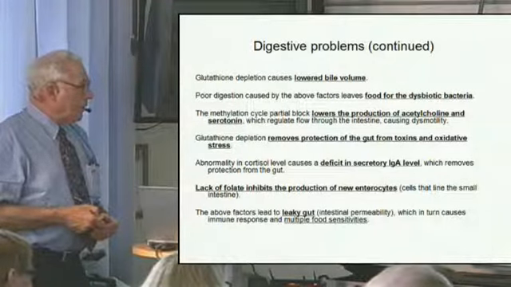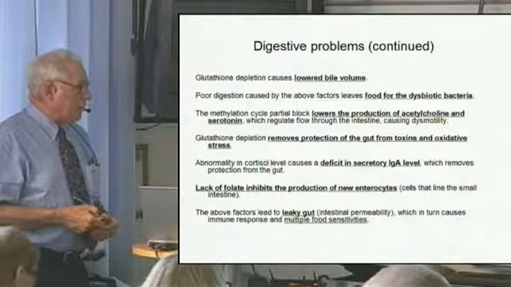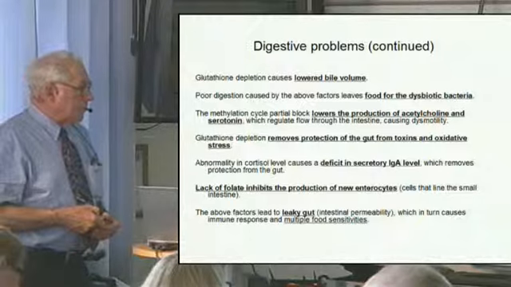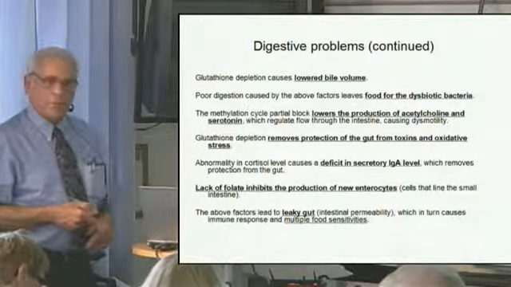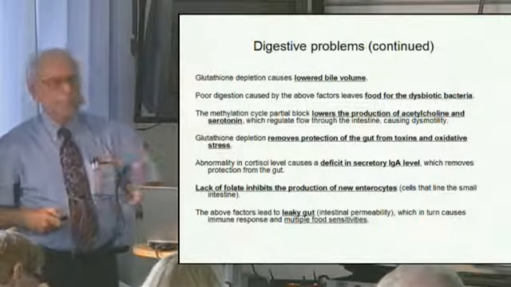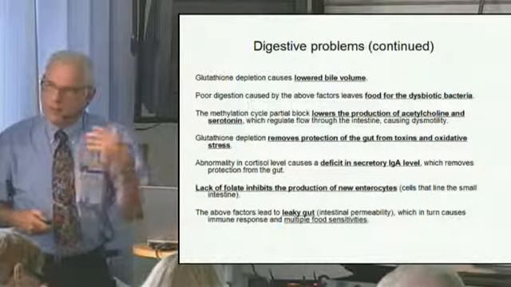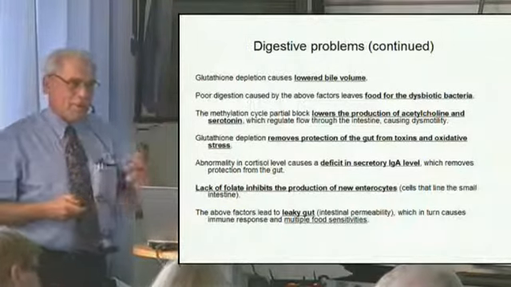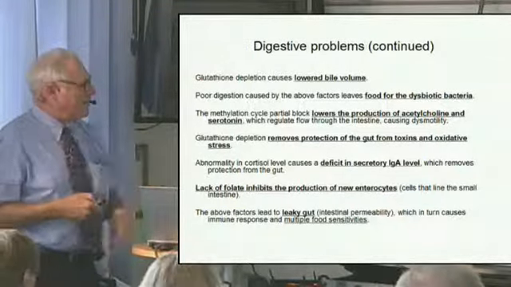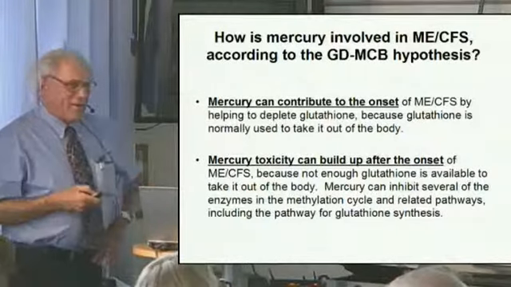Well, anyway, leaky gut lets proteins into the blood, and the immune system responds to that, and now you have multiple food sensitivities, and the immune system is constantly activated trying to take care of these guys that have leaked in. Okay, so you can see what a terrible situation it is. Mercury, okay, mercury.